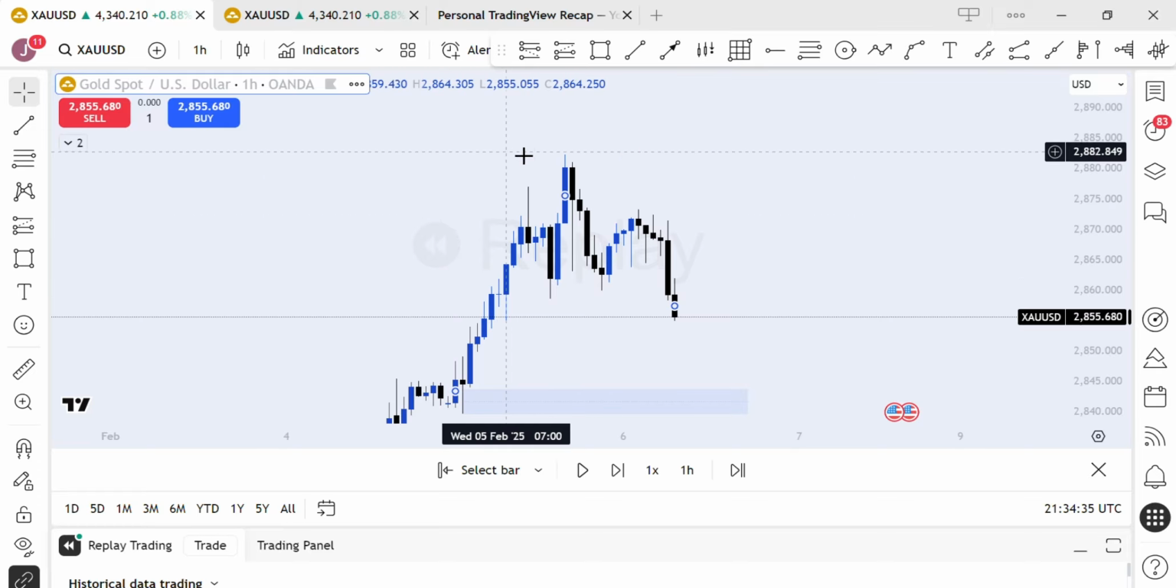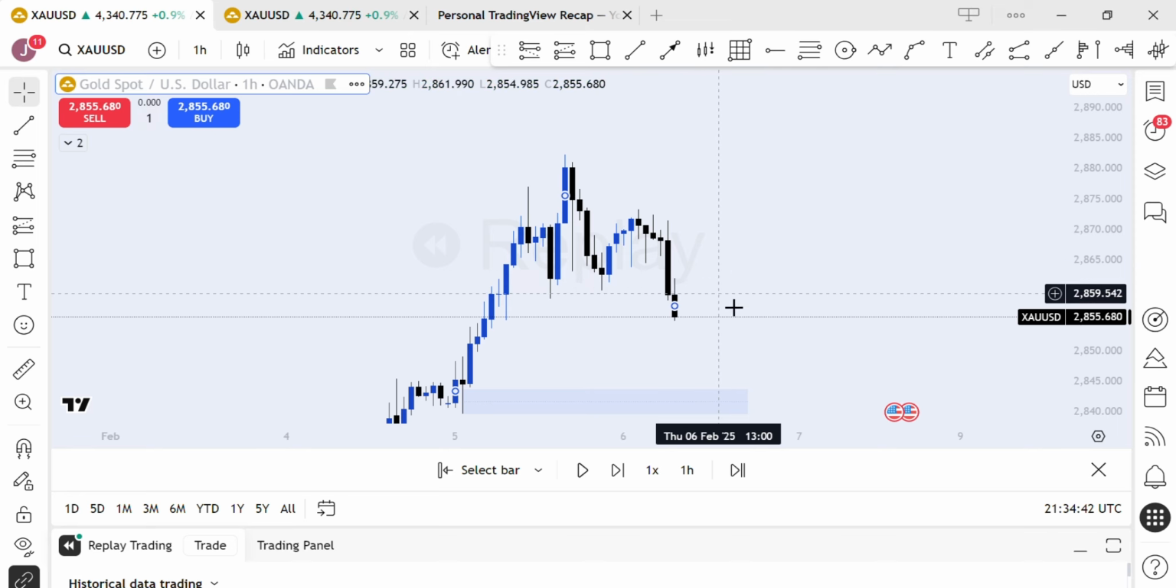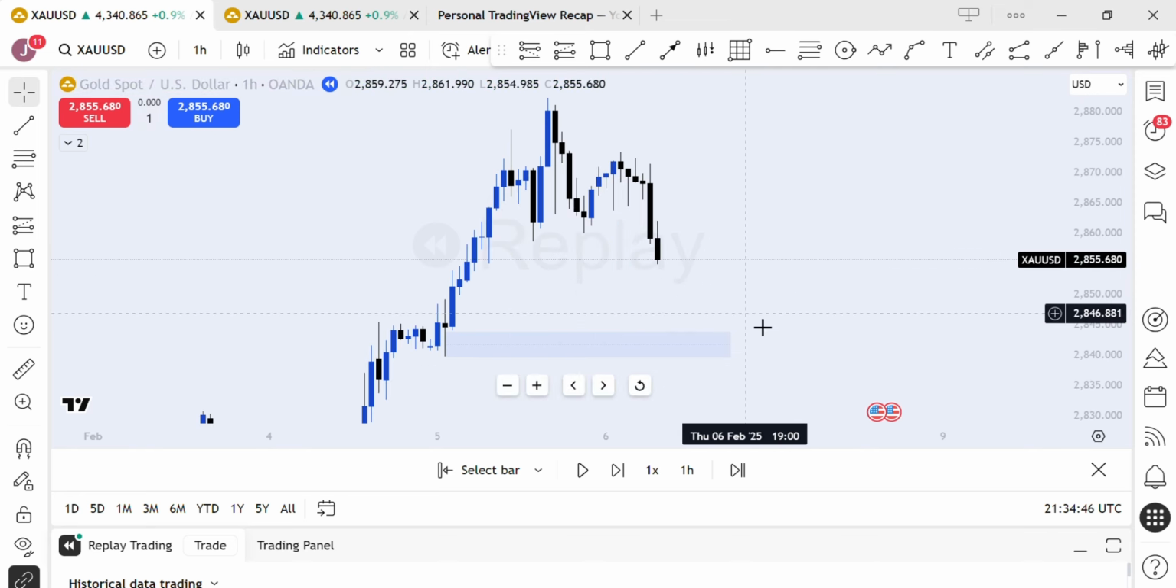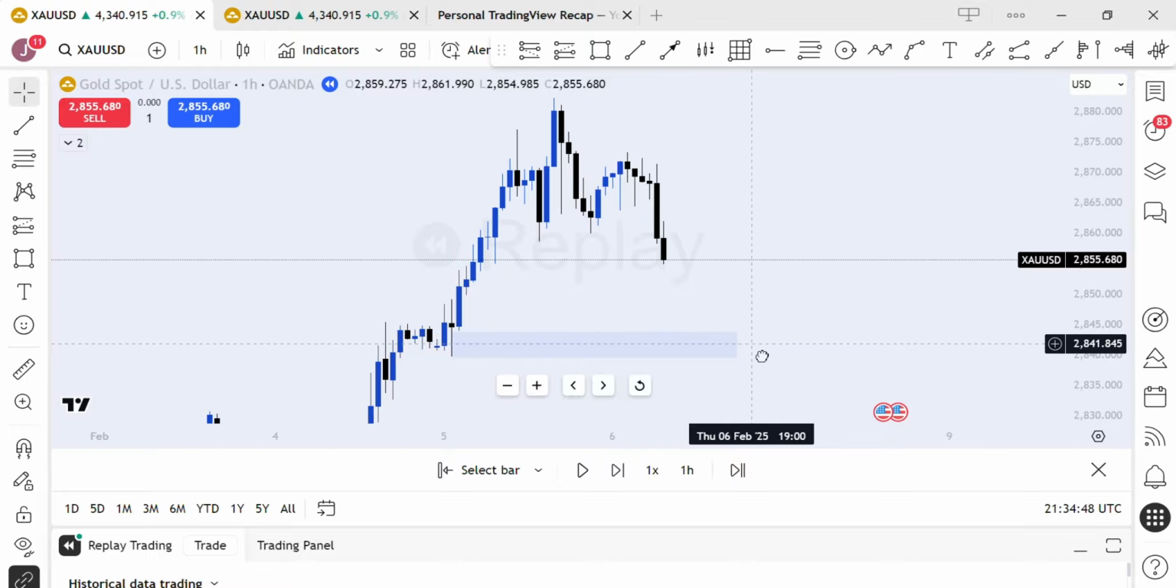So we are seeing something interesting here, guys. We saw that price has swept this low. Price has swept this high and broken this low. So we'll be looking for retracement opportunities into this point of entry.